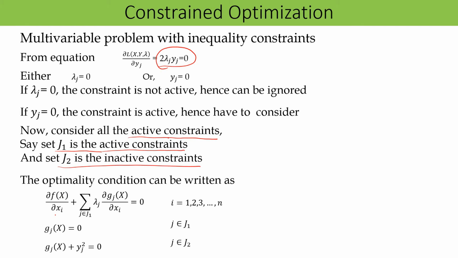That is the derivative with respect to xi, then lambda j, then derivative of zj is equal to 0. And this is the set of active constraints. This active constraint means that yj is 0, so therefore zj equal to 0. So this is the active constraint. And for the inactive constraint, you have to consider that zj plus yj square equal to 0. So I'm just putting two sets now, one set having active constraints and one set having inactive constraints. The inactive constraints are your set J2.